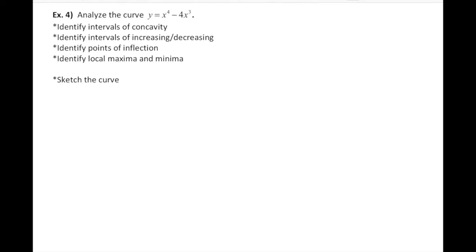So y equals x to the fourth minus 4x cubed. I'm going to take our first derivative. So I'm going to say y prime. Simple power rule, we've got 4x cubed minus 12x squared. I'm going to rewrite this. I notice that 4x squared is a common factor. I'm going to take out 4x squared, and it's going to leave me with x subtract 3. Critical points are going to be x equals 0 and x equals 3.